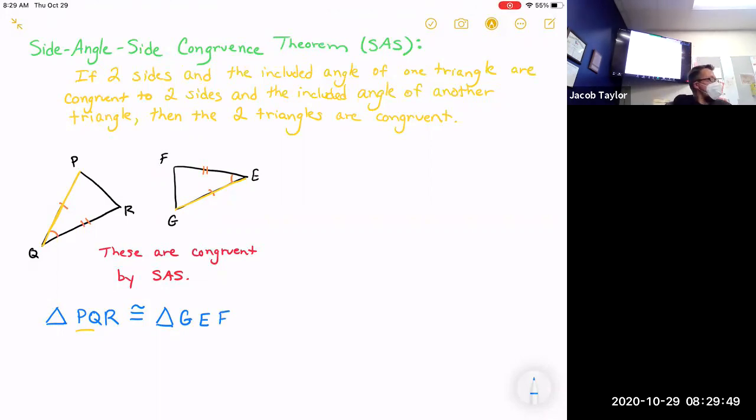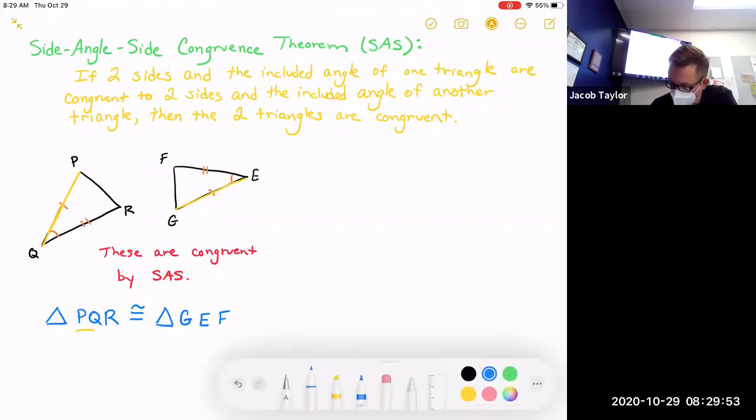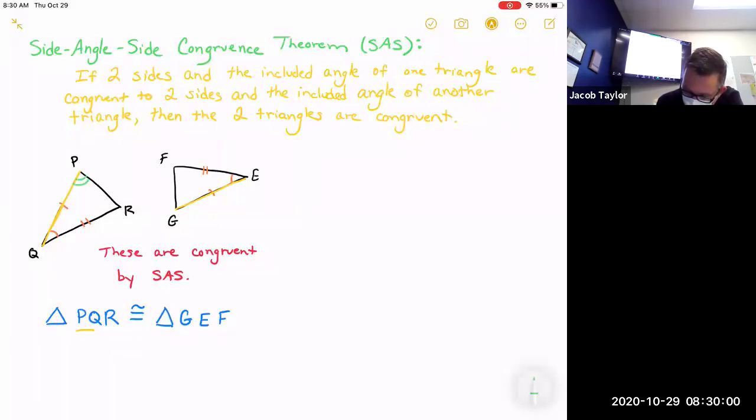Since I now have proven by SAS that these two triangles are congruent, I could go ahead and go the rest of the way if I wanted to. I could say, well, P and G are in the same spot, so P and G must be congruent. R and F are in the same spot, so R and F must be congruent. And of course, there's only one side that I didn't know was congruent, so I know PR and FG must be congruent. Because if I know side angle side, I know everything else has to be congruent as well.